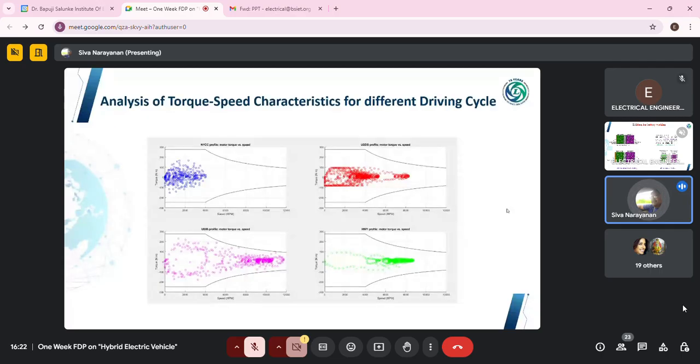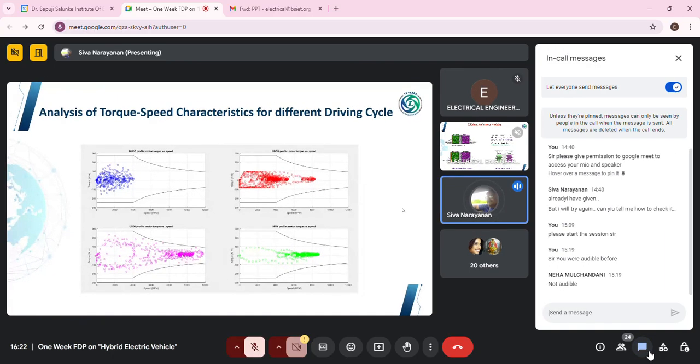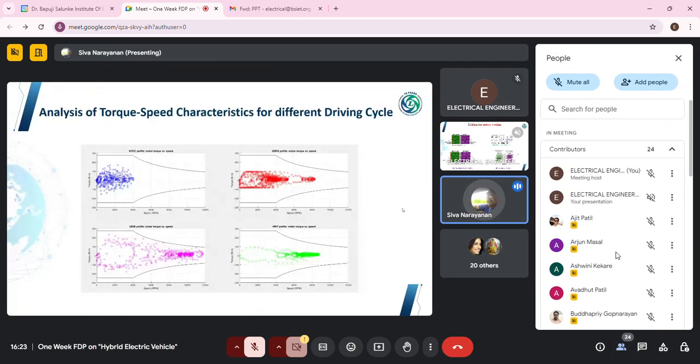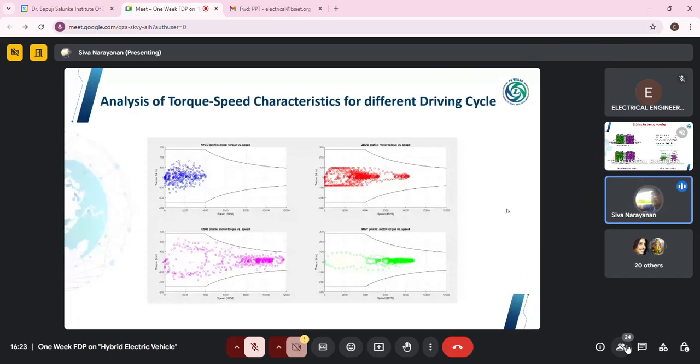This is a diagram for different drive cycles, but with the same motor spec. As you can see here, NYCC is the New York driving cycle, UDDS is the urban dynamometer driving cycle, and US06 as you have seen here. Then HWY is the highway cycle. Every manufacturer will test their vehicles with these different types of driving cycles. All these are benchmark driving cycles. Like this, we also have Indian driving cycles.